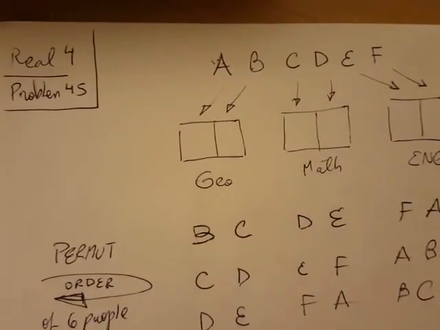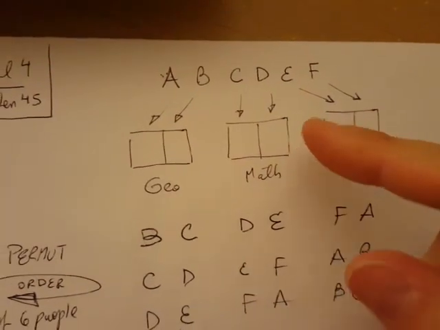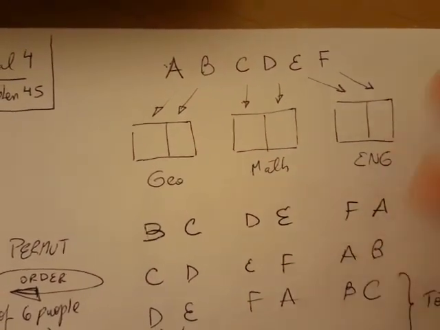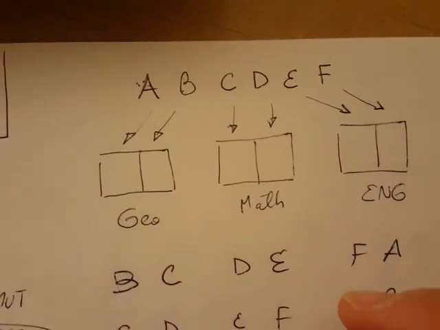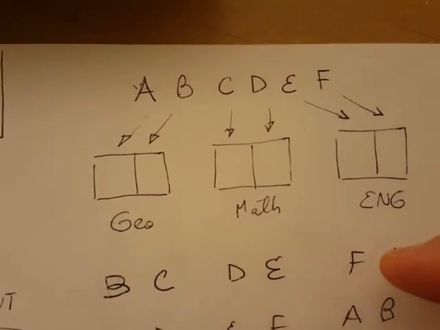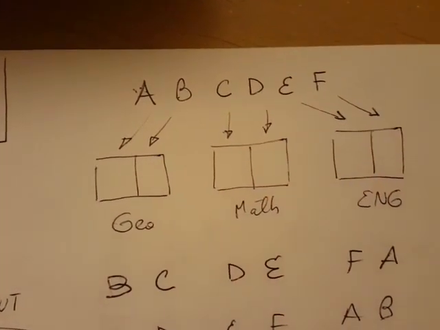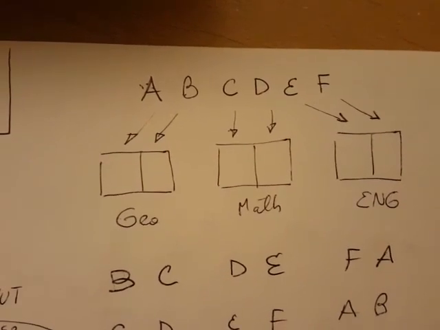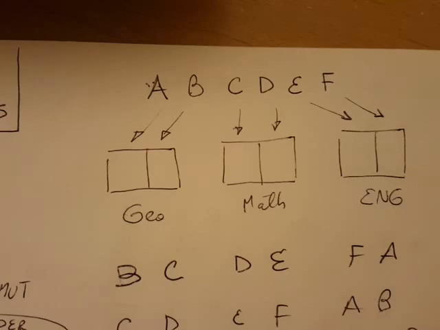This is problem 45 in real 4. Basically, there are 6 people and you need to create 3 teams of 2. All the teams are of 2, everybody is allocated, and these people will study 3 different topics, which in this case I chose geography, mathematics and English. So that's an example. You can allocate A, B, C, D, E, F. And they are asking you how many different possible combinations of people studying different things are there.